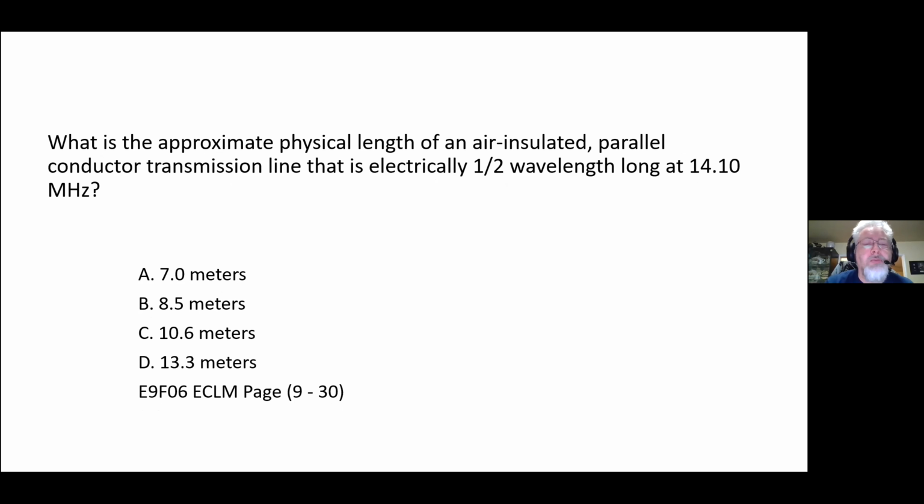What is the approximate physical length of an air-insulated parallel conductor transmission line that is electrically 1/2 wavelength at 14.10 megahertz? A, 7.0 meters, B, 8.5 meters, C, 10.6 meters, or D, 13.3 meters? Charlie is the correct answer, 10.6 meters.